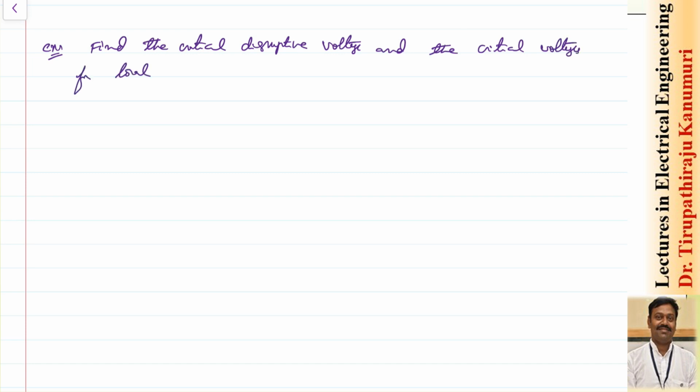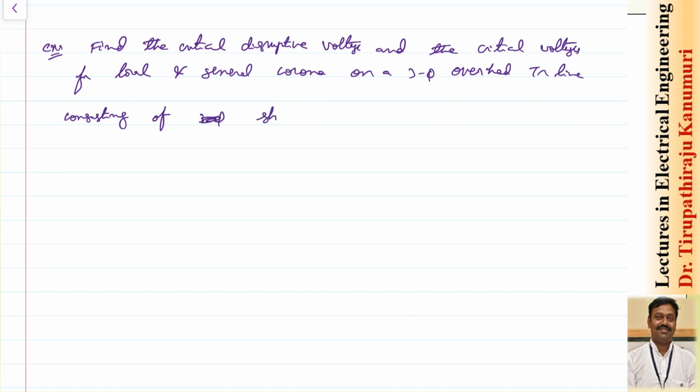It is given: find the critical disruptive voltage and the critical visual voltages for local and general corona on a 3-phase overhead transmission line consisting of 3-phase, so it is already 3-phase mentioned there, right?